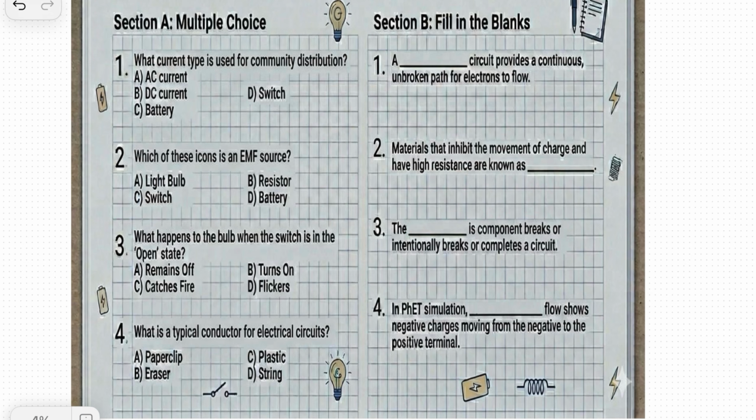In the simulation, dash flow shows negative charges moving from the negative to the positive terminal. So what will it be? It will be electron. In the simulation, electron flow shows negative charges moving from the negative to the positive terminal. I hope you understood the concept clearly. Thank you. We'll meet in the next video.